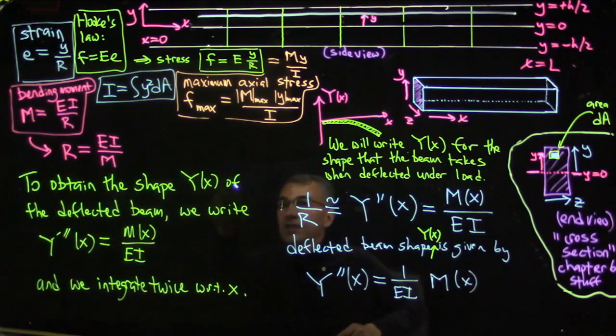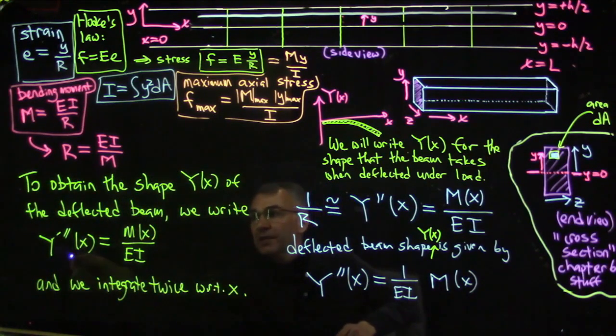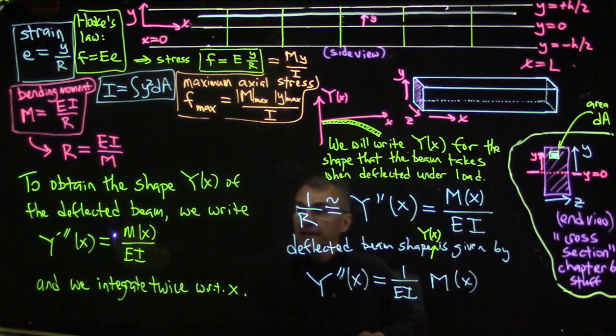Okay, so to obtain the shape y of x of the deflected beam, we write y double prime of x equals M over EI, and we've already figured out in the previous lecture how to write the bending moment M as a function of x, and then we integrate that twice with respect to x, and that gives us the deflected shape of the beam.